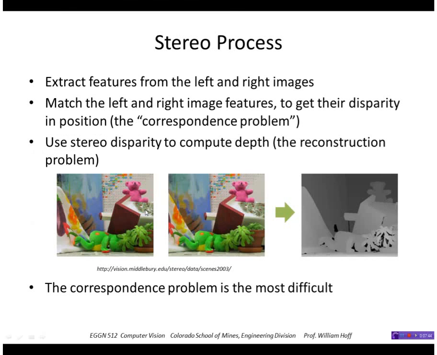Okay, so let's go back to the stereo process. We would extract features from the left and the right image separately, and match them to get their disparity. That's the correspondence problem. And then once we have the disparity, we would compute the depth. That's called the reconstruction problem. So the second step is the most difficult, finding the correspondence.